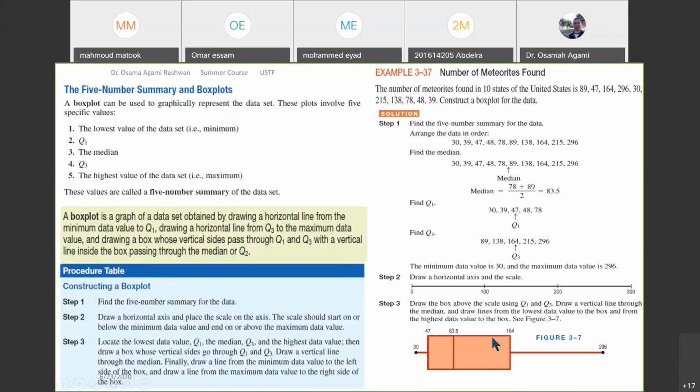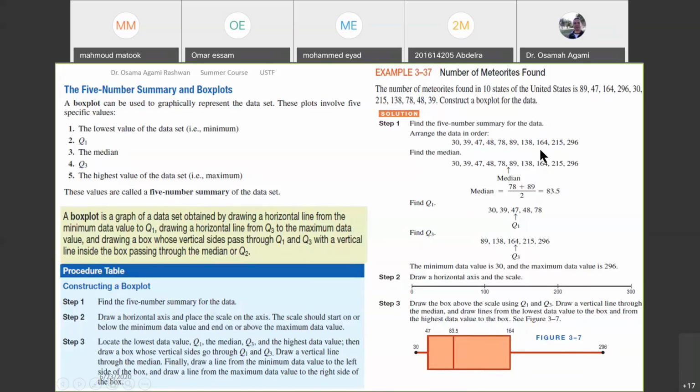Here it is. The start of this box is the minimum value. The end of this box is the maximum value. In between, you have the box. The start edge of the box is the first quartile. The second line edge of the box is the median. The third edge, closing the box, is the third quartile. This is what we call a box plot.